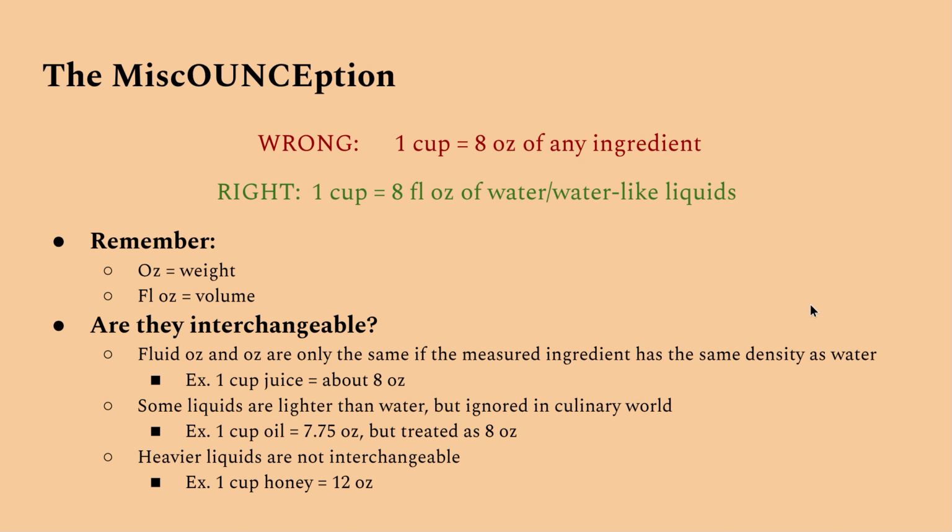Now, heavier liquids are not interchangeable. Think of honey. Honey is rich, it's thick. When you pour it into a 1 cup, it would not weigh 8 ounces. It actually weighs more, about 12 ounces.